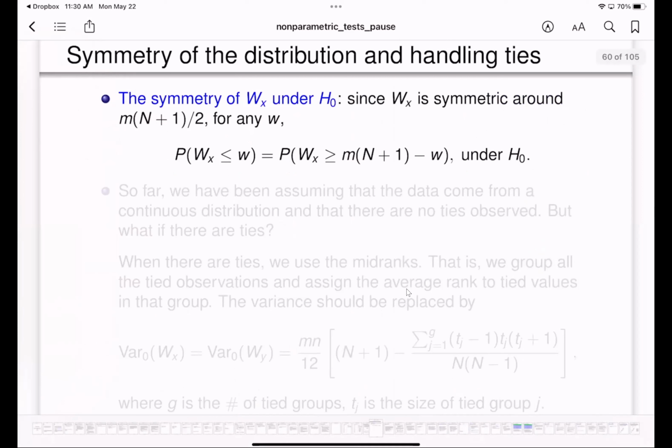Okay, this next part is considering what if there are ties. This first point here was just trying to say that the distribution of the Wx is symmetric.